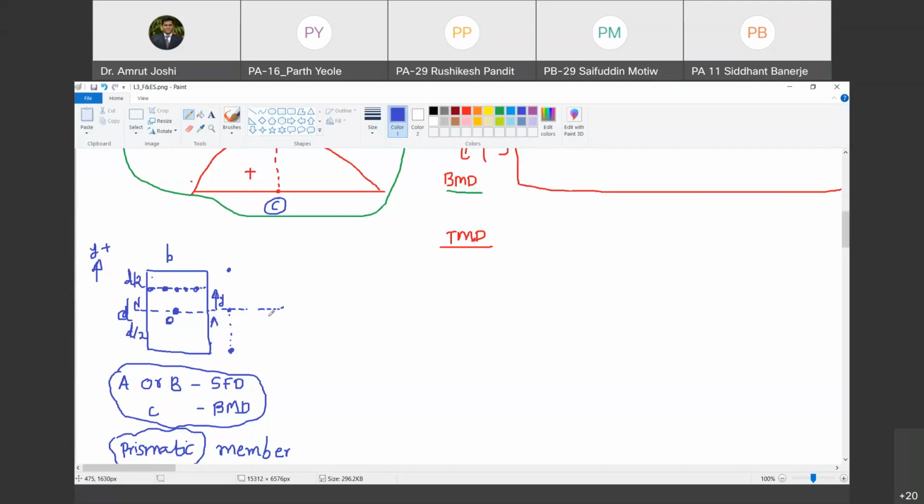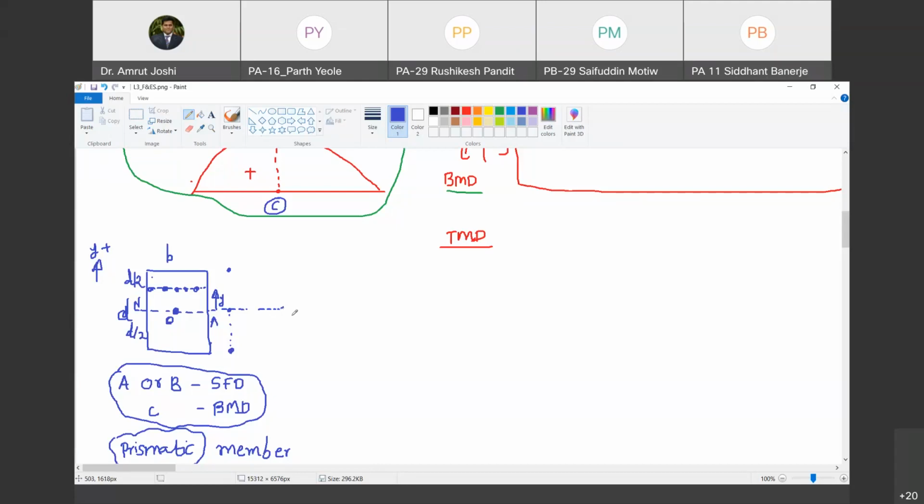And I asked this question for all values of y, from minus d by 2 to plus d by 2. Happy? Integration within limits. Yes, there is no need to do integration. The question I am asking is, what is the value of shear stress experienced by the molecules at a particular level? From minus d by 2 to plus d by 2.